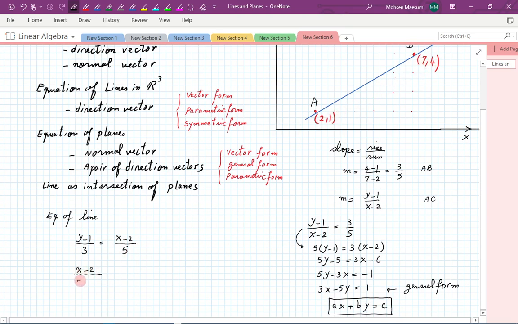So let me just remind ourselves what that was. And then y minus 1. It's tradition to start with x and write y, but you can write it either way. Well, what was 3? 3 was 4 minus 1. So let's just remind ourselves that's what it was. So this is another way of writing the equation of a line.